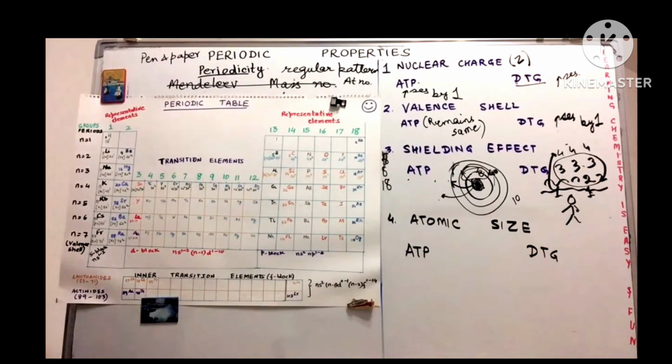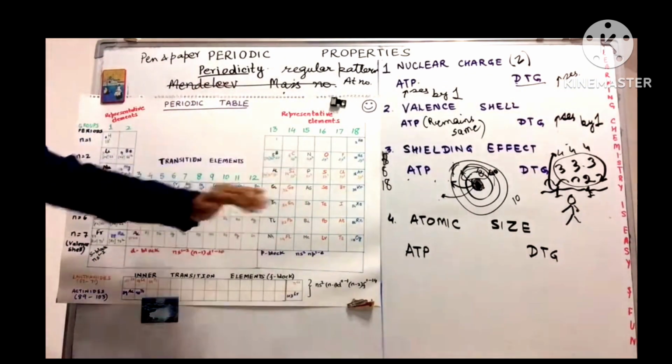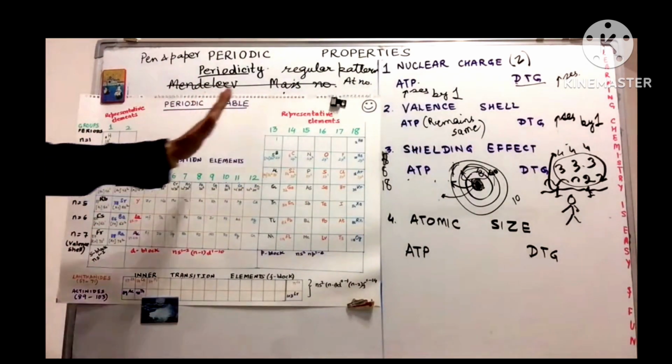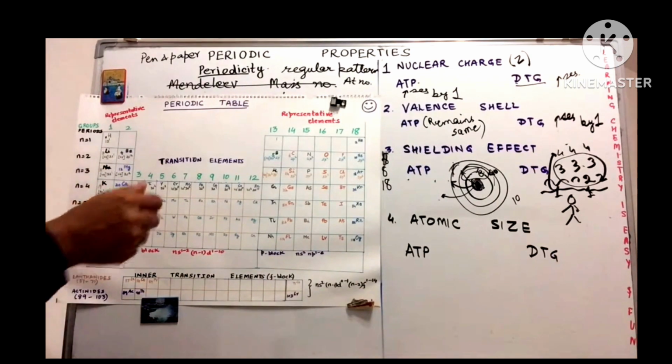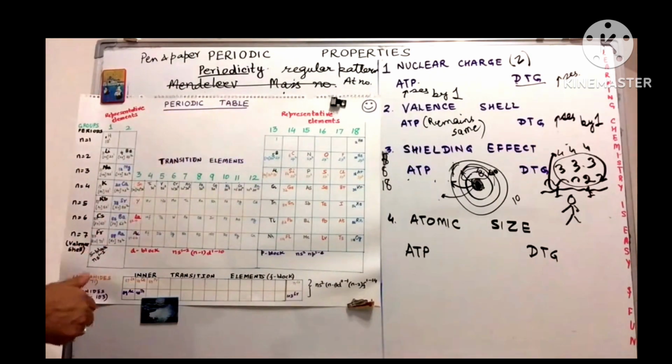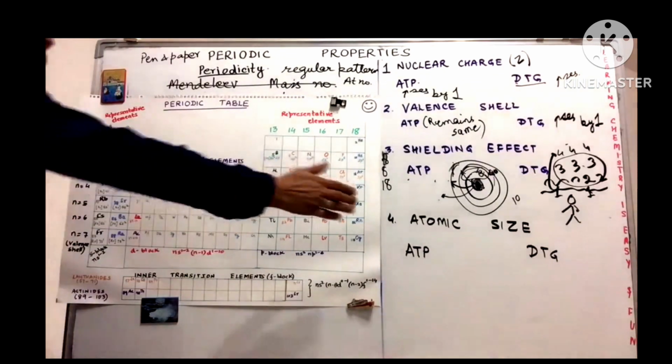Mind you, what we are going to do here are simple generalizations. There are exceptions. When you do the S block and the P block separately, and when you talk about each group separately, you will find minor variations. But if your basics are in place, I'm sure you will be able to explain why those variations are there. I will take a few basic examples in this video itself.